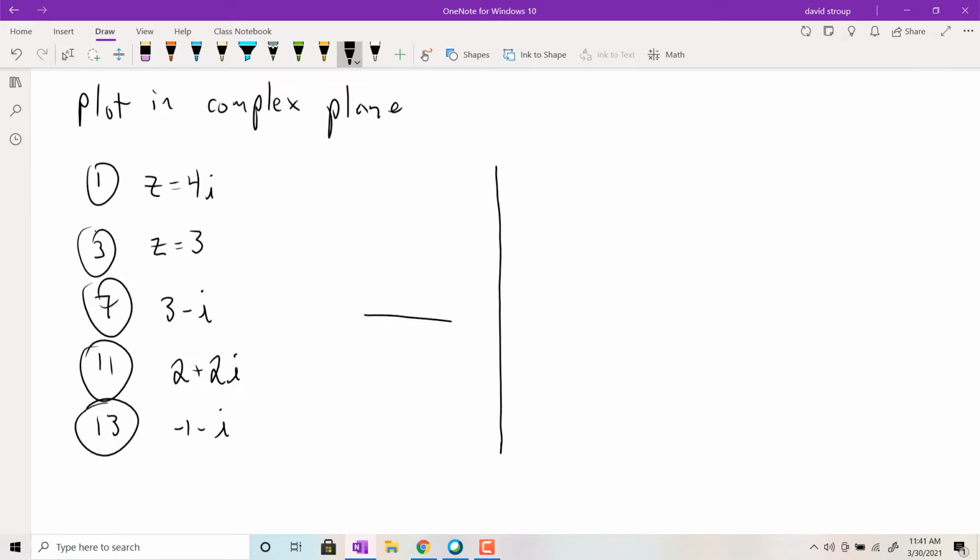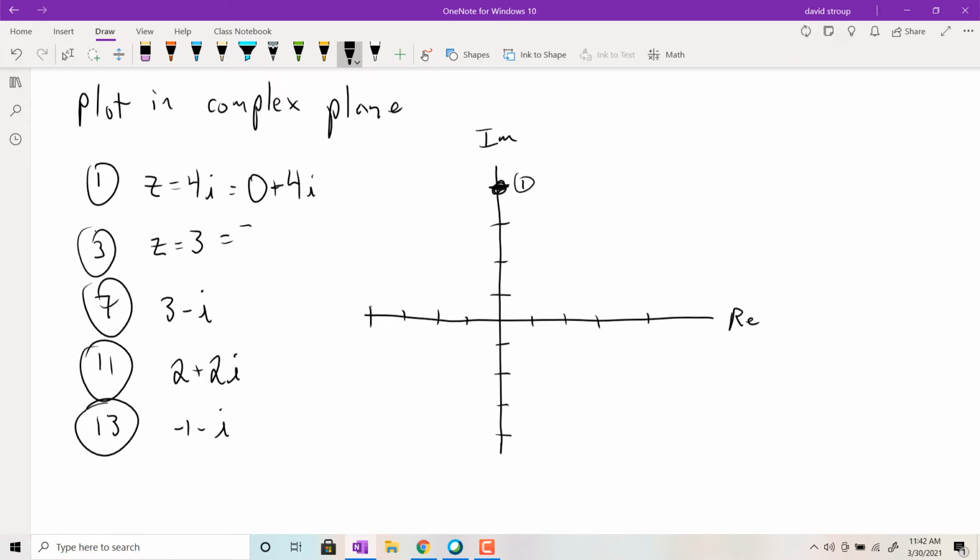Okay. Get some tick marks on here. Real axis, imaginary. 1, 2, 3, 4. I don't think we need to go beyond 4. Okay. The first number, it's really 0 plus 4i, right? The real part is just 0, and then the imaginary part is 4, so that would be (0, 4). Okay, so I'll just put 1 for problem 1.